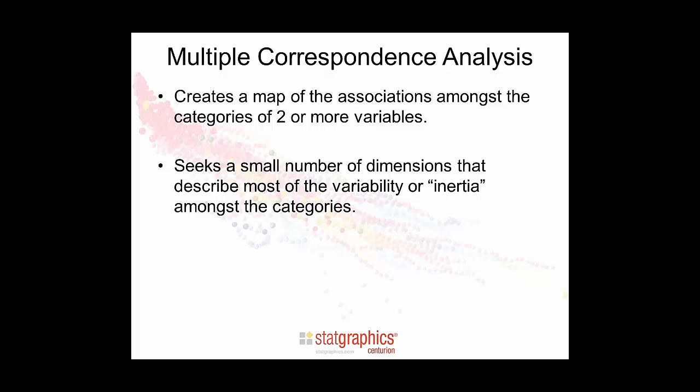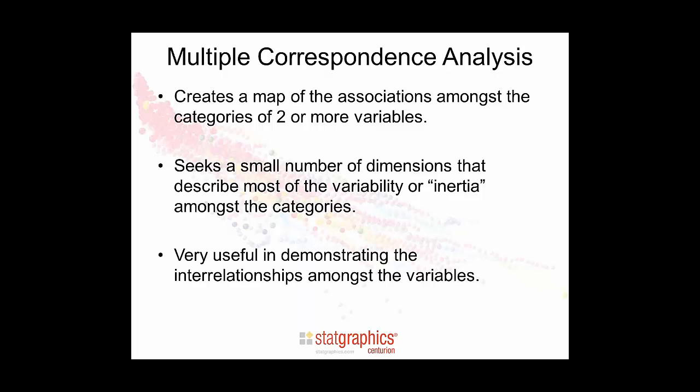To create a map that's interpretable in 2 dimensions, even though we may be working in more than 2 dimensions, an MCA starts by seeking a small number of dimensions that describe the greatest amount of variability amongst the categories, the variability amongst the categories typically being described as the inertia. Now, when I talk about variability, I'm really talking about how the distribution of the categories of one factor differs by levels of another. And as we'll see, it's something that can be measured through a chi-square statistic. The multiple correspondence analysis is very useful in demonstrating interrelationships amongst the variables. And it will give us some very interesting insights about who did survive the Titanic.